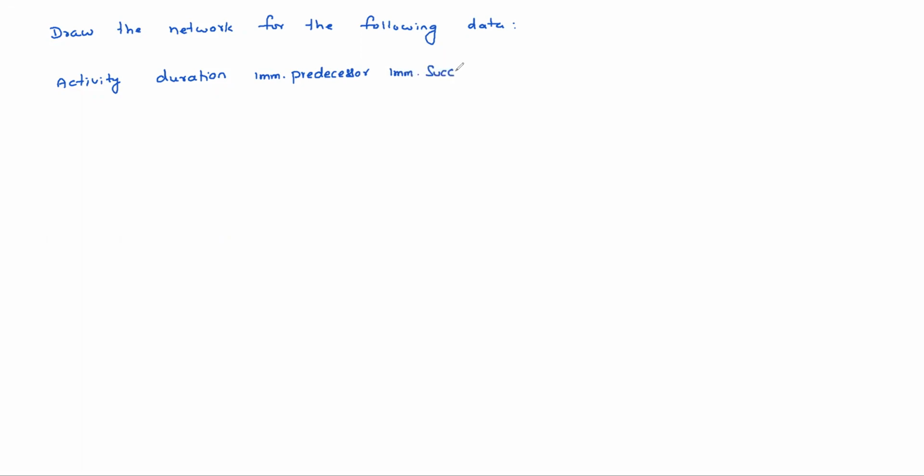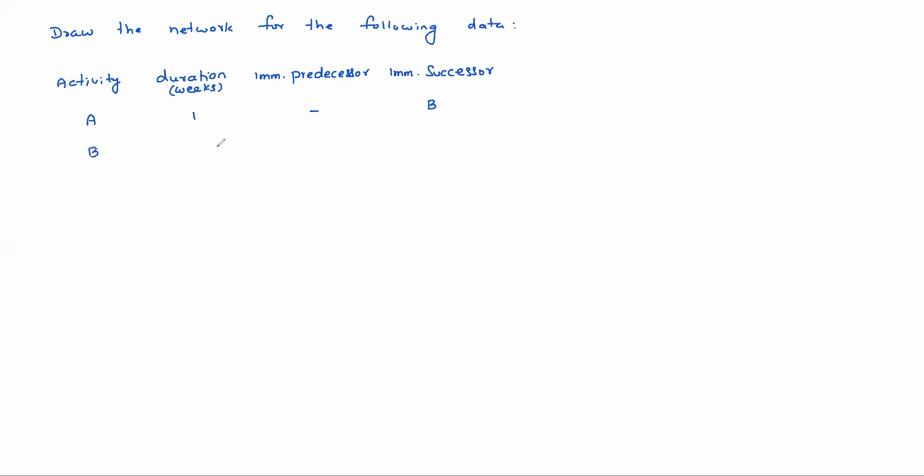Draw the network for the following data. Activity, duration, immediate predecessor, immediate successor. Suppose A activity, duration in weeks, 1 week, no predecessor, successor is B.